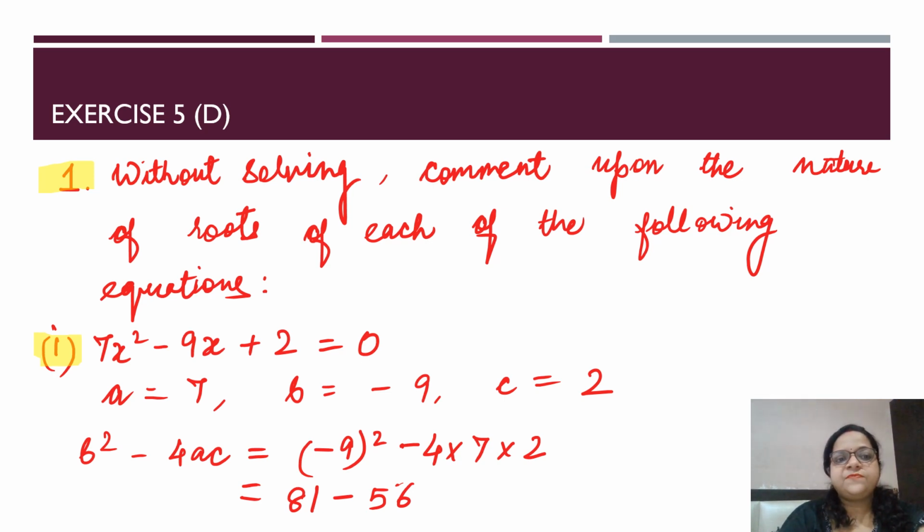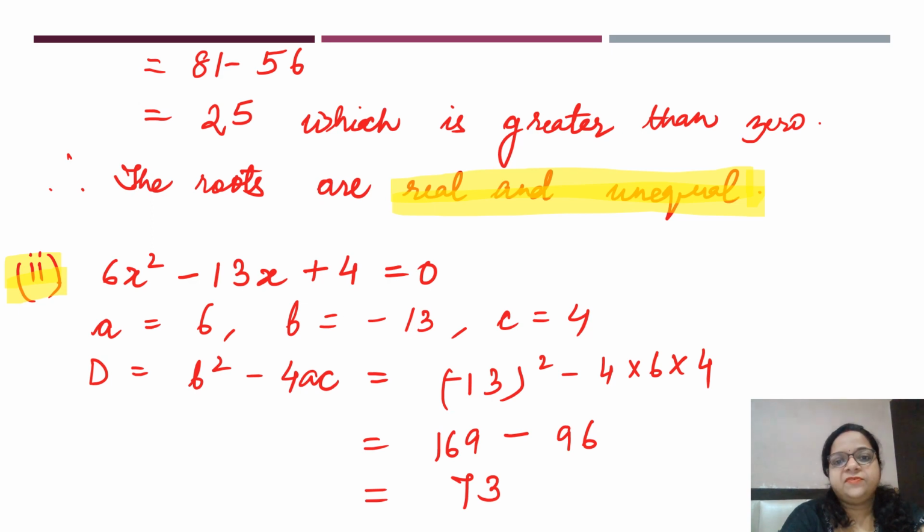Now coming to exercise 5D, children. The first question says, without solving, comment upon the nature of roots of each of the following equations. First: 7x² − 9x + 2 = 0. Therefore, a = 7, b = −9 and c = 2. The value of b² − 4ac = (−9)² − 4 × 7 × 2, that is 81 − 56 = 25, and it is greater than 0. Therefore, the roots are real and unequal.